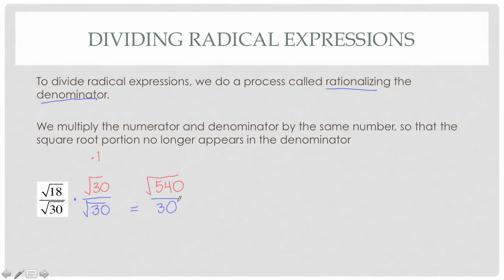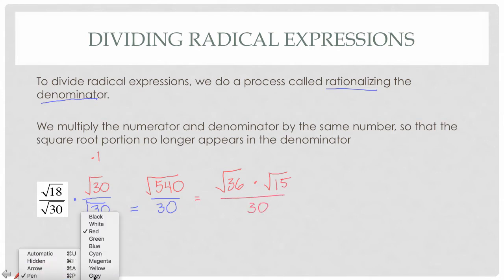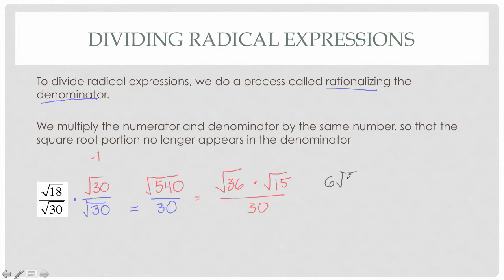Okay, we've successfully rearranged a little bit. There's no more square root in the denominator, but let's see if we can simplify 540. So what is the largest perfect square that goes into 540? Well, if I pull out my calculator and start doing some division, I can see that 540 divided by 36 equals 15. So I can rewrite this as the square root of 36 times the square root of 15, all divided by 30. And the square root of 36 is nice because it's just 6. 6 times the square root of 15 divided by 30.